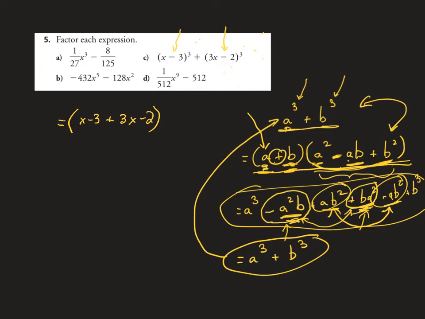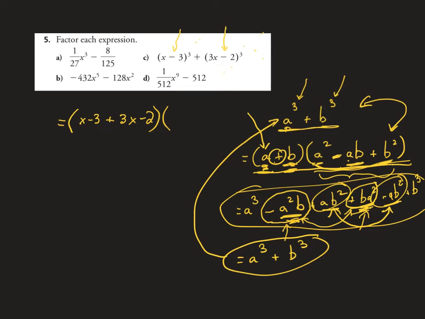Close my bracket. All right, open the bracket. So we've done open bracket a, which is x minus 3. See, that's the thing that's being cubed. Plus b, which is the second thing being cubed. We could put 3x minus 2 in brackets to make sure it stays together, but since it's plus, it won't matter.